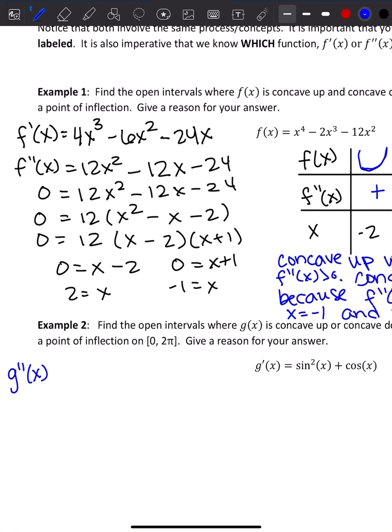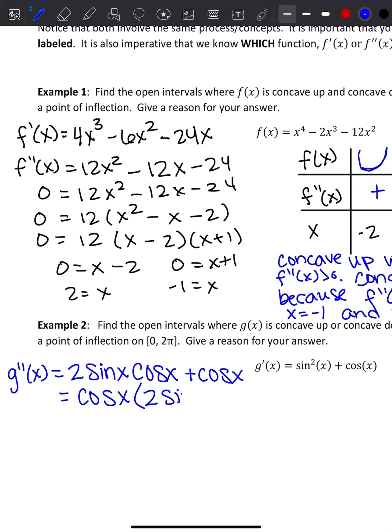So in our case, g double prime of x is equal to, we have chain rule here first, so 2 sine of x times cosine of x plus cosine of x. I see that I have a cosine in both of these, so I'm going to go ahead and factor out a cosine of x to get 2 sine of x plus 1. That multiplication is going to make things easier for me because we need to set something equal to 0. Sine and cosine are both continuous functions, so I know that this is continuous, so we don't have any undefined values, so I just need to look at when it equals 0.